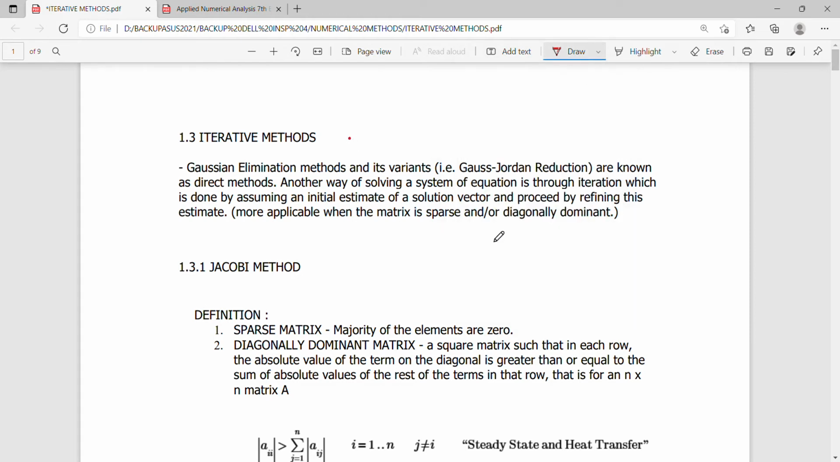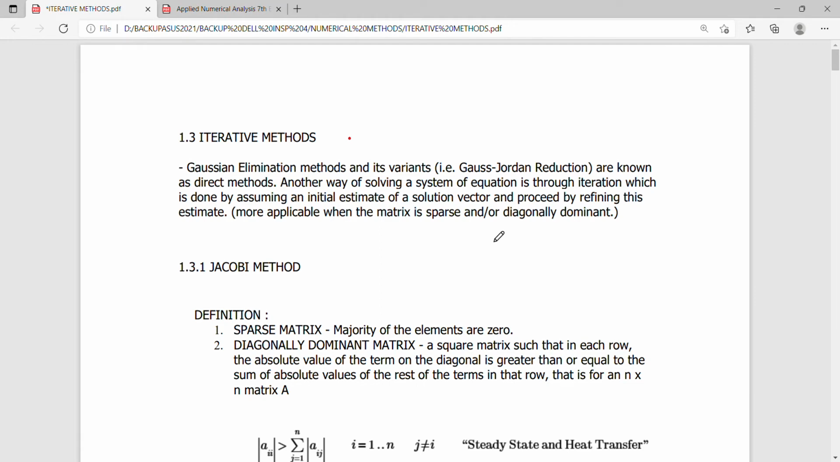Hello guys, good morning. So this is a continuation of the elimination method we have discussed in the last video. And the iterative methods are actually extensions of the Gaussian elimination method and its variants, including the Gauss-Jordan reduction and the determination of the matrix inverse, which are actually known as the direct methods.